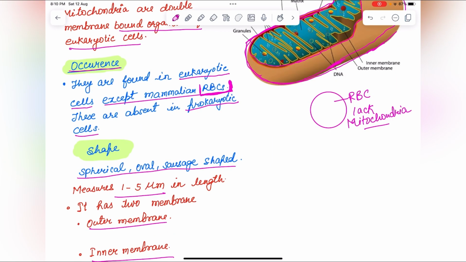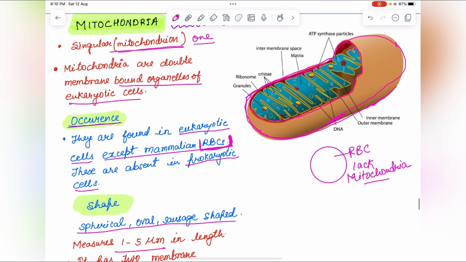Second, the inner membrane folds inward. This inner membrane, can you see, is folded inward, and these infolds are called cristae. What does it do? It increases the surface area for the synthesis of energy. They are the site for ATP, adenosine triphosphate. These infolds allow more surface area for ATP synthesis.